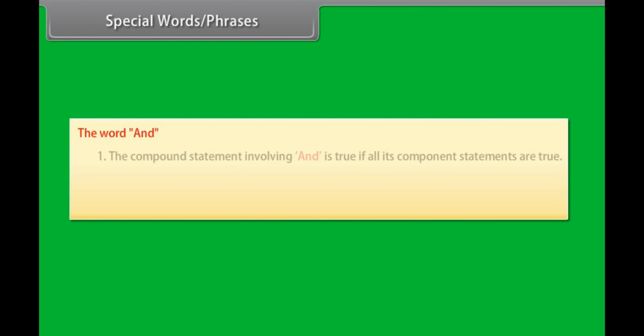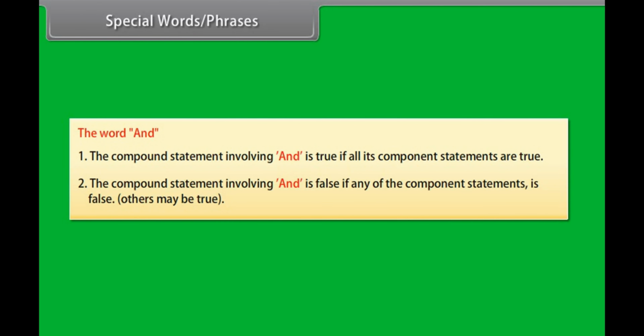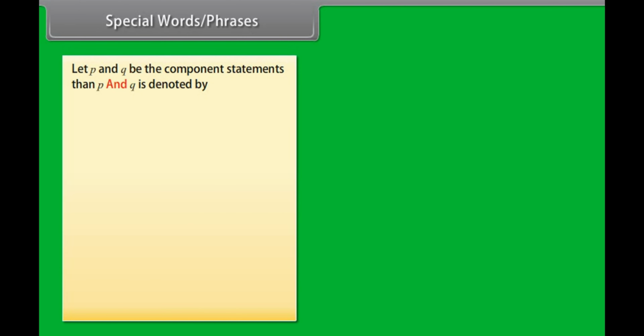Special words, phrases. The word and. 1. The compound statement involving and is true if all its component statements are true. 2. The compound statement involving and is false if any of the component statements is false. Others may be true. Let P and Q be the component statements, then the compound statement is denoted by P and Q.